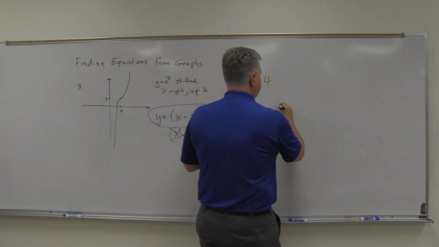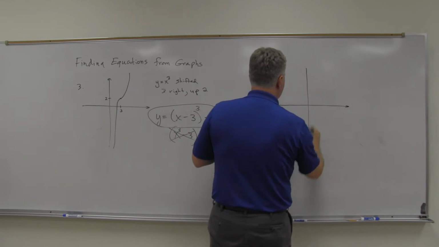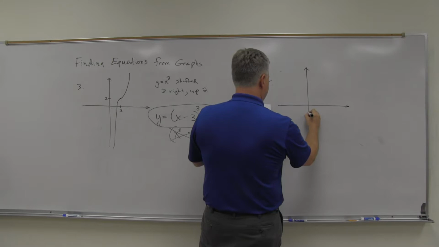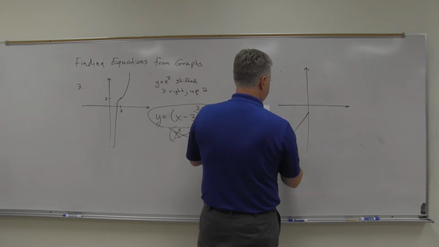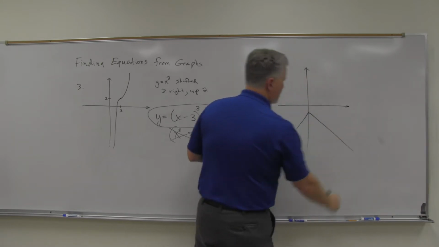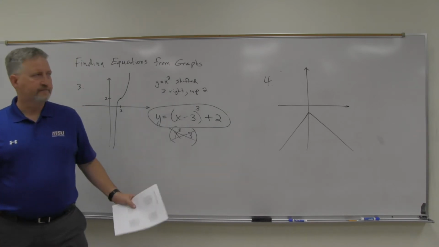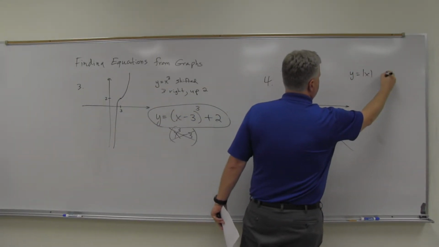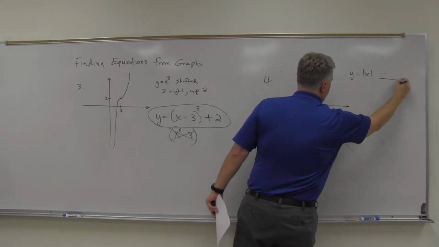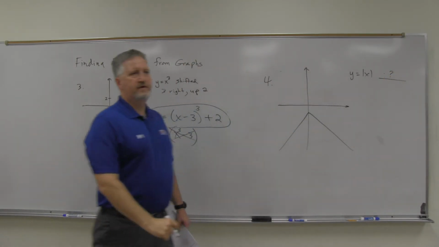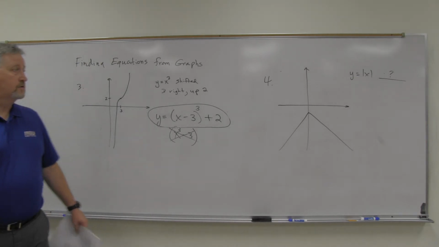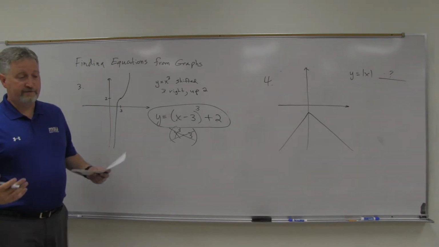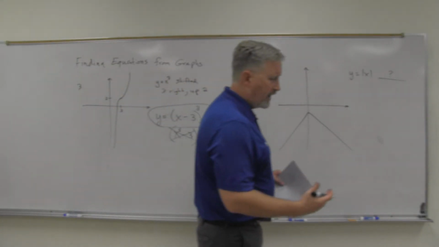All right. So number 4, I've got a point to make to you. Back to our absolute value, right? So we've got y equals the absolute value of x. And what is the transformation there? Down 2, and we've got a flip. We've got a reflection, okay?